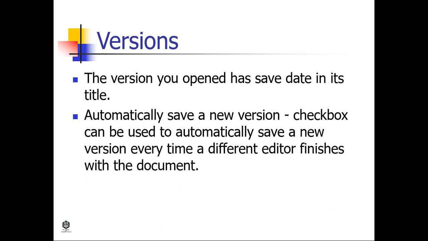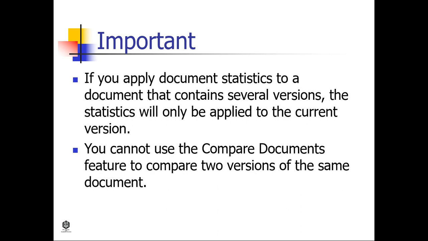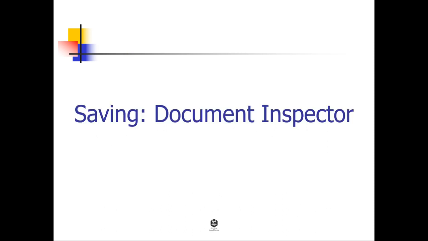The Automatically save a new version checkbox can be used to automatically save a new version every time a different editor finishes with the document. Important reminders: if you apply document statistics to a document that contains several versions, the statistics will only be applied to the current version. You cannot use the Compare Documents feature to compare two versions of the same document.